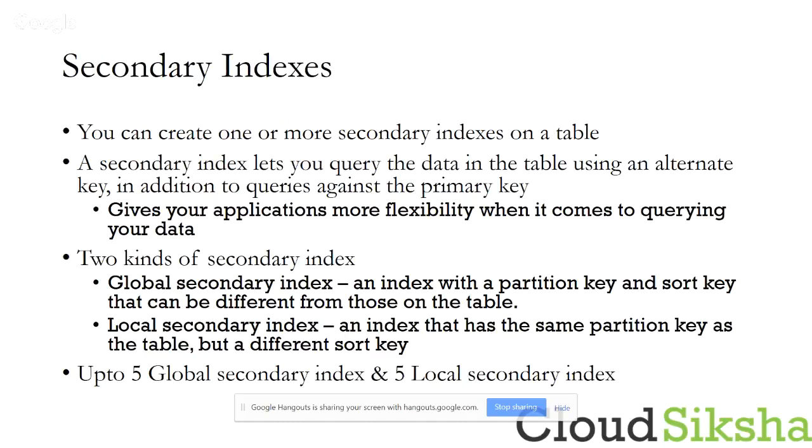There's also another secondary index called a local secondary index. In this index, you have the same partition key as the table. So your partition key is the same as that of the table, but the sort key is different. They allow you to go up to 5 global secondary indexes and 5 local secondary indexes.